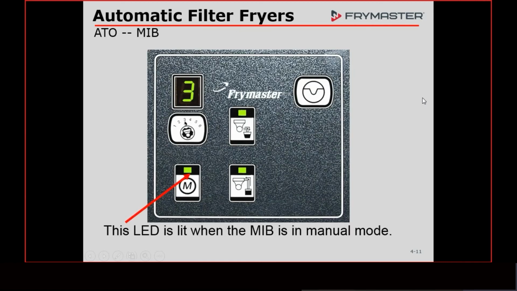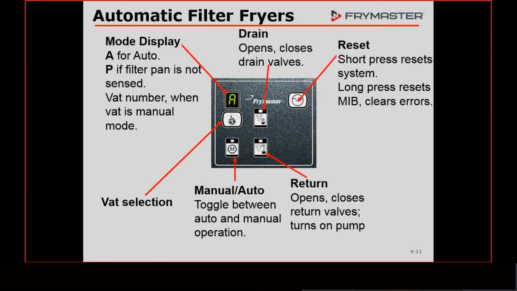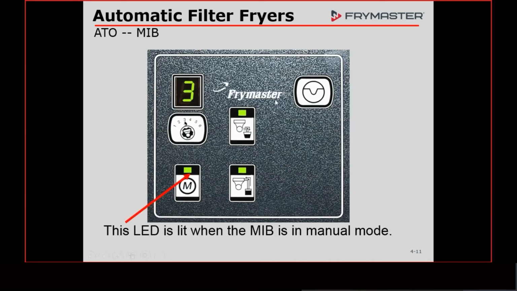Let's talk now about how this thing operates. So we go in and get the VAT number that we want. We're on the number 3 VAT, in the manual mode. I press this button, and then that valve is going to start to open. Anytime a valve is closed, or an actuator is in the closed position, the light will be off. When it's traveling, when that valve is going from closed to open and you hear it running, that light will be flashing. Once it gets all the way to the open position, that light will stay on steady.